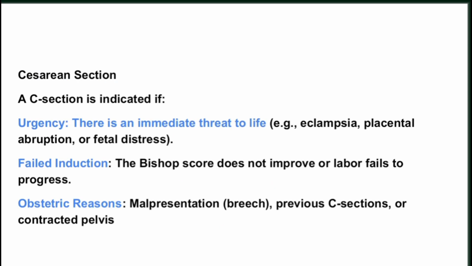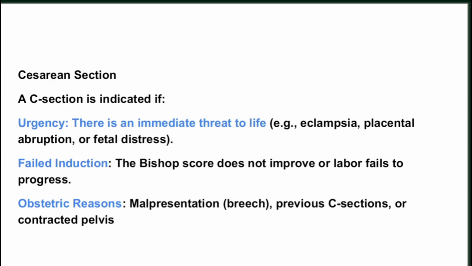Okay, so if the induction fails, we quickly need to take this patient for cesarean section. Or if there are any obstetric indications such as breech presentation or any malpresentation, or a previous C-section, or a contracted pelvis, we need to take this patient for cesarean section.